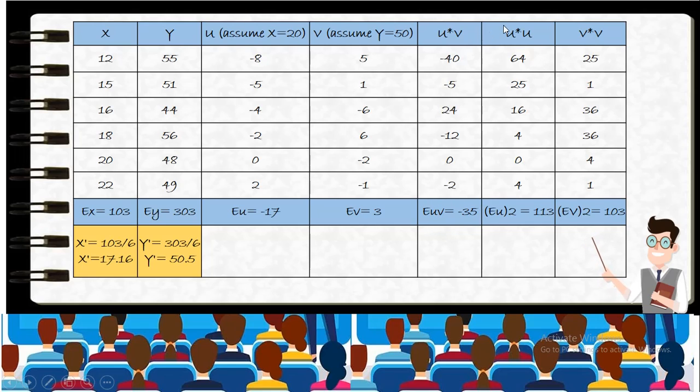Now in the formula we want u square and v square. So we square u: 64, which is 8 into 8, then 25, then 16, 4, 0 and 2, which gives u square, and the total sigma u square is 113. For sigma v square, the squares of variable v are 5 into 5, 25, 1, 36, then 36, 4 and 1, and when we total, sigma v square is 103. So now we have calculated all the necessary values, and we will put them into the formula and find out the correlation.